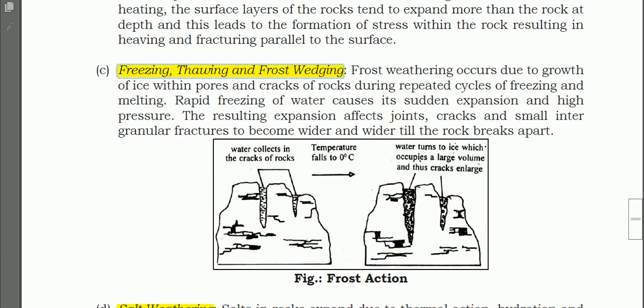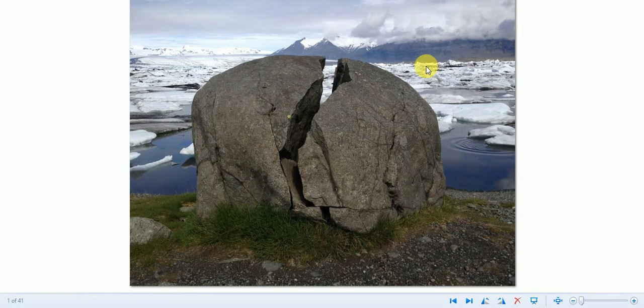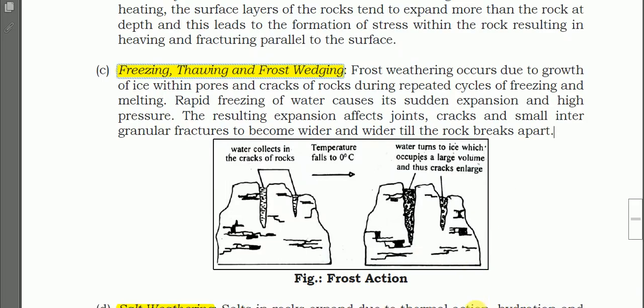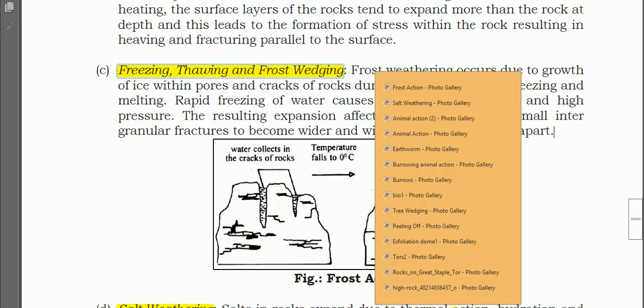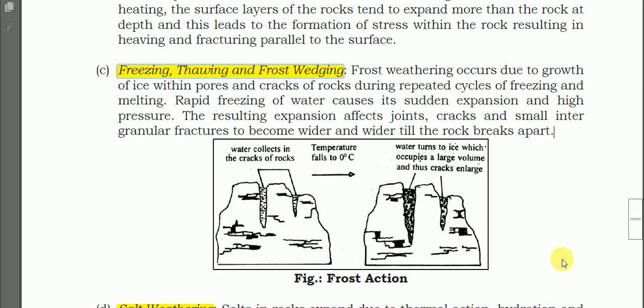So we have some photographs about freeze and thaw process. See, in the cold areas, because of the freeze and thaw process, this rock is broken, and another rock is also here. So this is another one. Because of freeze and thaw process, this rock is broken into blocks.